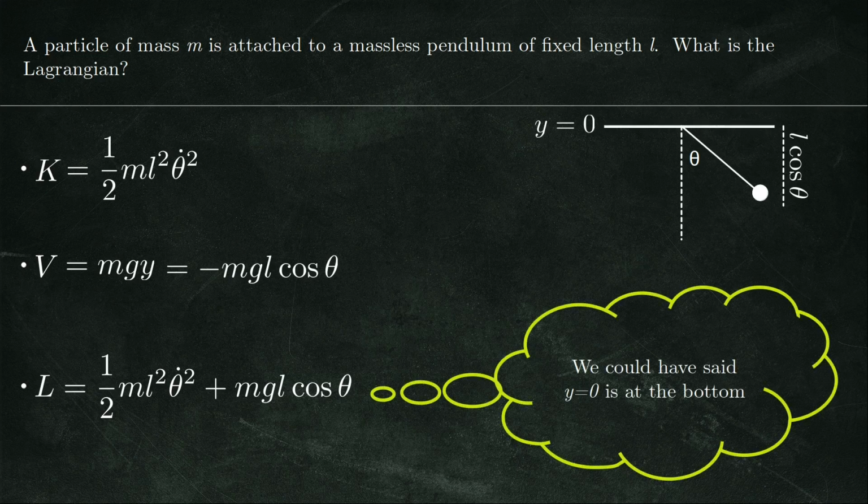And note, we could have said y equals 0 is the bottom of the pendulum instead of the top. We would have got the same result. That would have just shifted our potential energy by a constant. But shifting things by a constant won't affect our equation of motion.